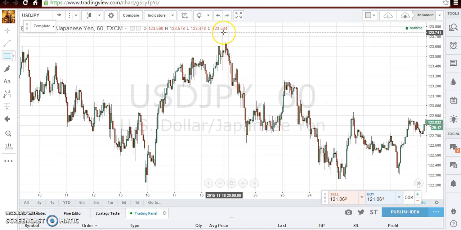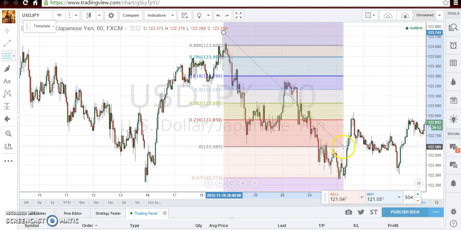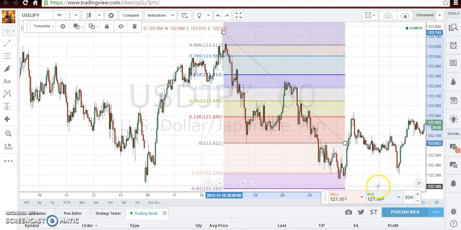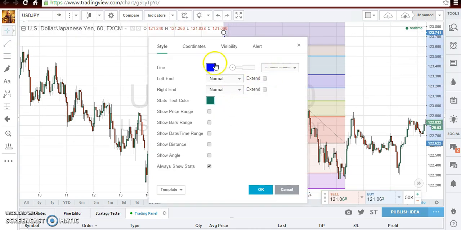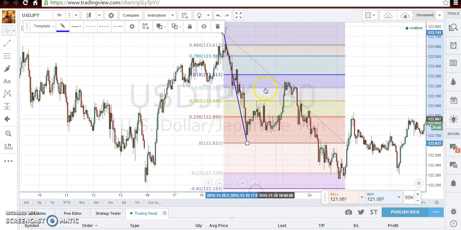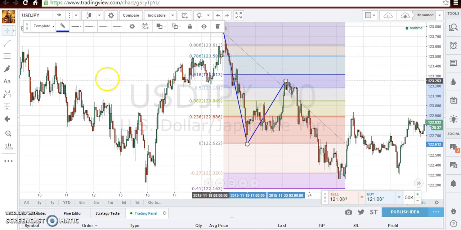So I've got an impulse leg there, X to A. Let me go ahead and draw the impulse leg for you. I've got the X to A impulse leg right there. I've got my retracement here, and what did we say about the retracement point B? It must come in and touch the 382 retracement. It can touch the 50% retracement, it can touch the 618 retracement, but it shouldn't touch the 786 retracement. So we can see that the B point has come into the 50% retracement, has even gone beyond it a little bit, but it's still valid for a Cypher pattern.